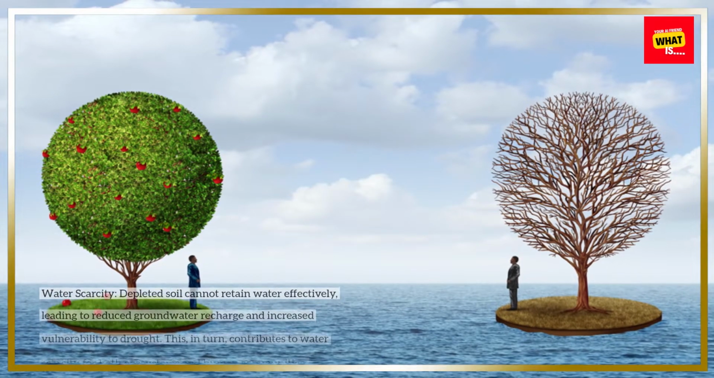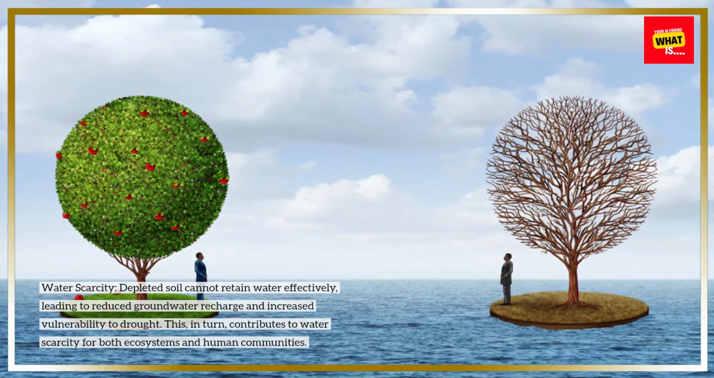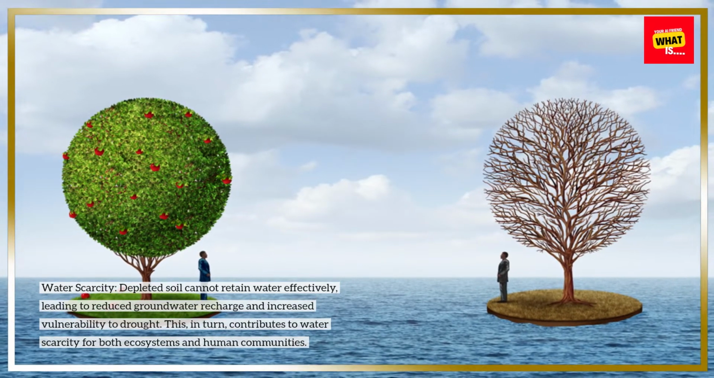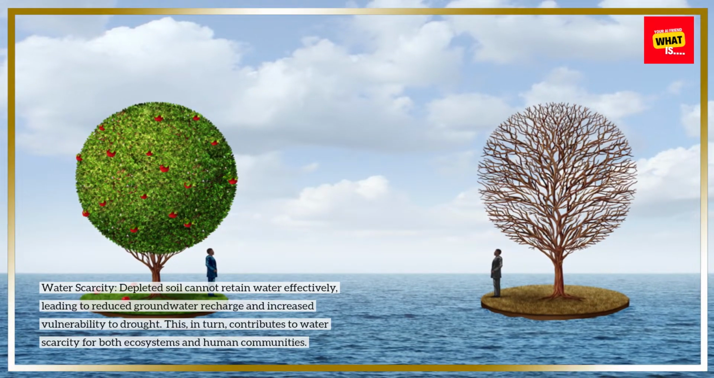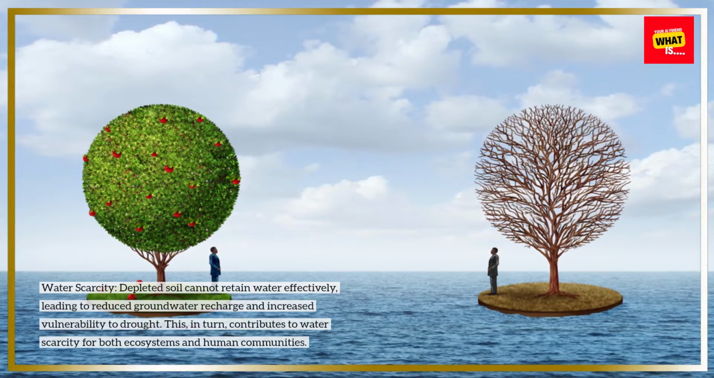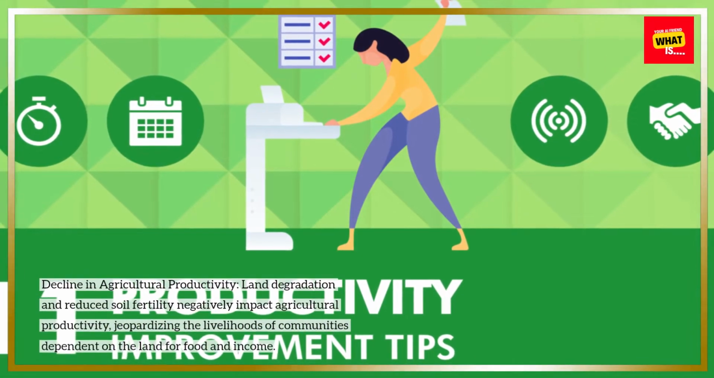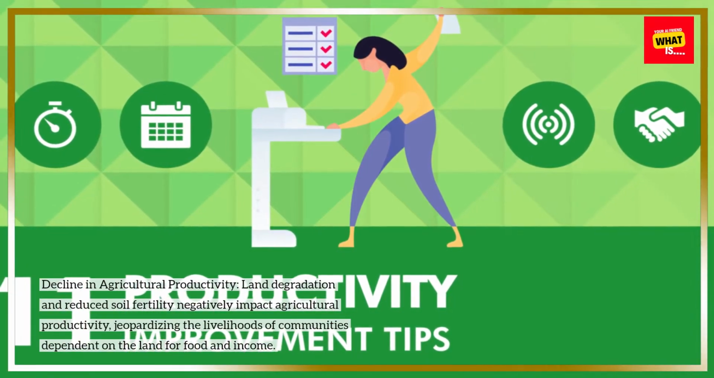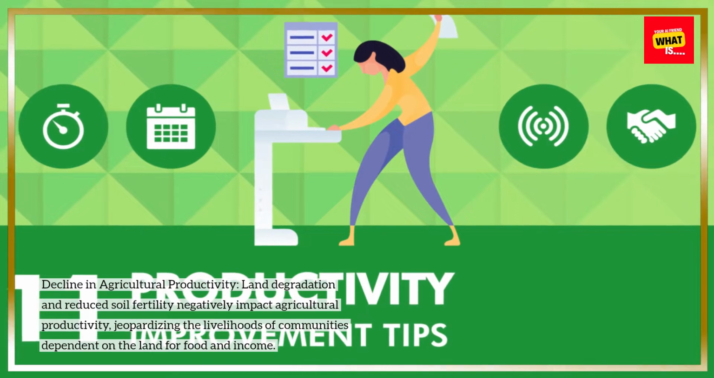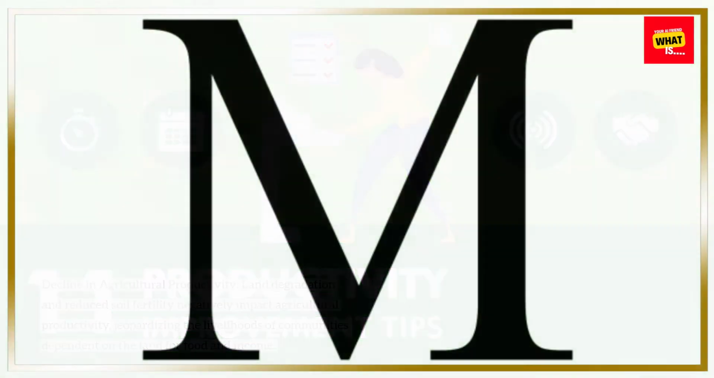Water scarcity. Depleted soil cannot retain water effectively, leading to reduced groundwater recharge and increased vulnerability to drought. This, in turn, contributes to water scarcity for both ecosystems and human communities. Decline in agricultural productivity. Land degradation and reduced soil fertility negatively impact agricultural productivity, jeopardizing the livelihoods of communities dependent on the land for food and income.